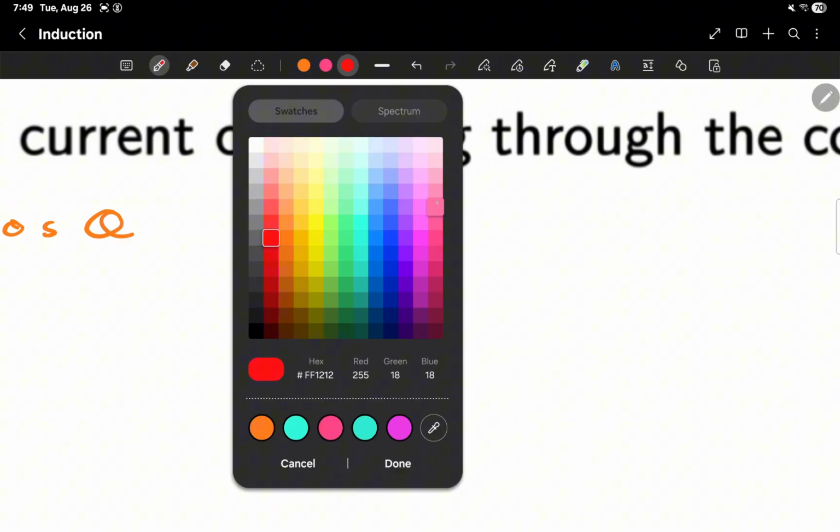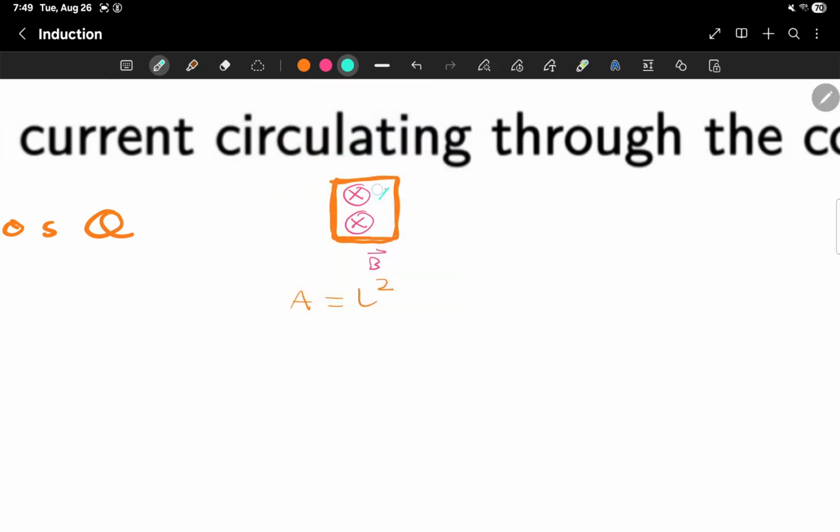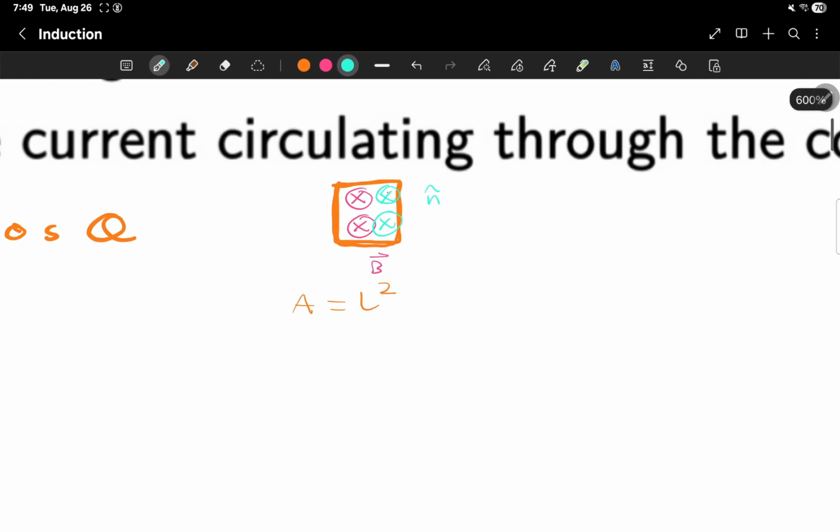Maybe I should use a different color. There we go. So it's pointing with the magnetic field, essentially. This is something I've assumed. This is the normal vector, or you can also call it n hat, but I'll just call it n hat. So again, this is something you assume in these types of questions. There's no such thing as a wrong assumption. If we assume that it's pointing in this direction, like out of the page, out of your tablet screen, then that would also be fine.